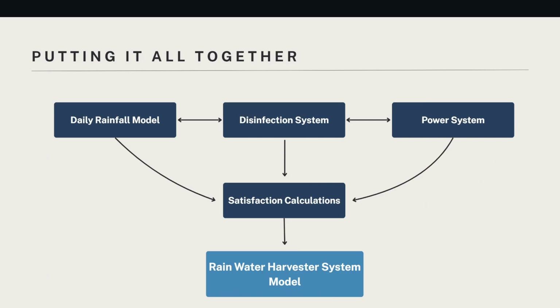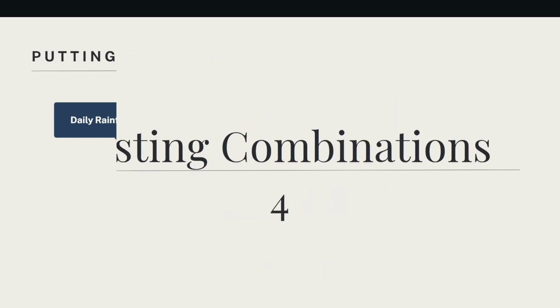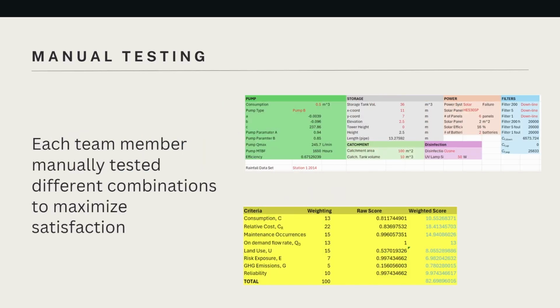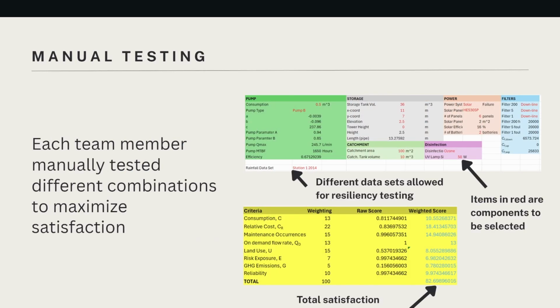While we had these subsystems, it was impossible to know whether our findings accurately reflected reality if we considered them in isolation. So, we incorporated them all into one spreadsheet, feeding their outputs into a satisfaction calculator, giving us our complete rainwater harvesting system model. Here you can see an image of our final model. Items in red were parameters we had to choose. Changing them automatically updated the total satisfaction.